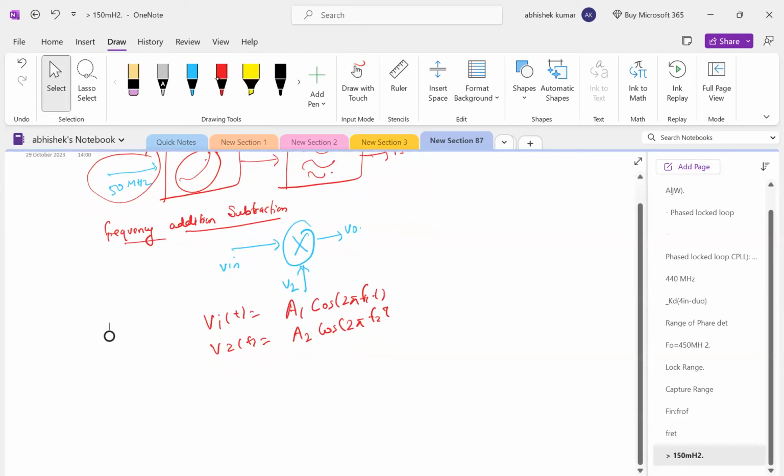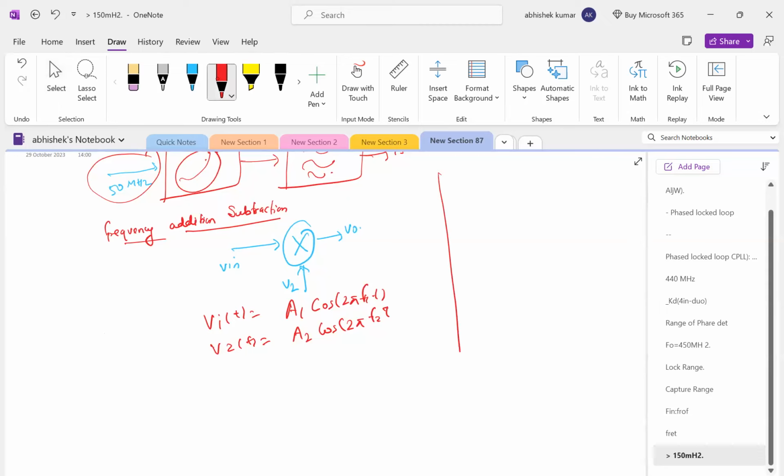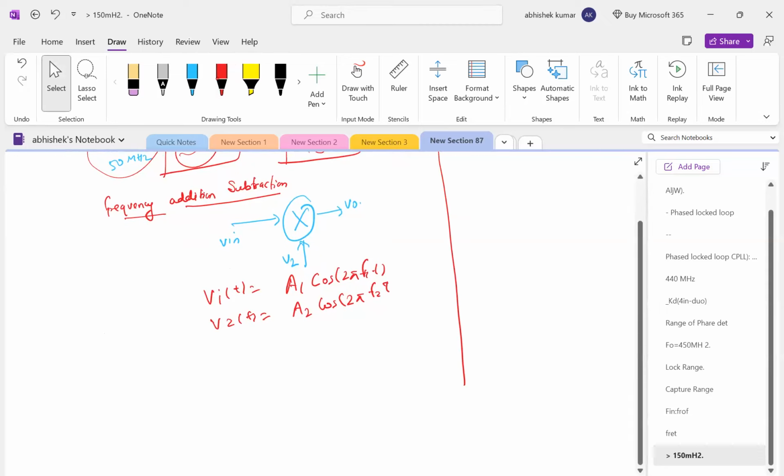In this chapter you will get a lot of numericals. Just like the last chapter, in the starting part we did a lot of numericals and formulas, so this will also help you. See, this is a frequency multiplier, a multiplier circuit. Observe: if we multiply two signals of different frequency, we are adding the frequencies.